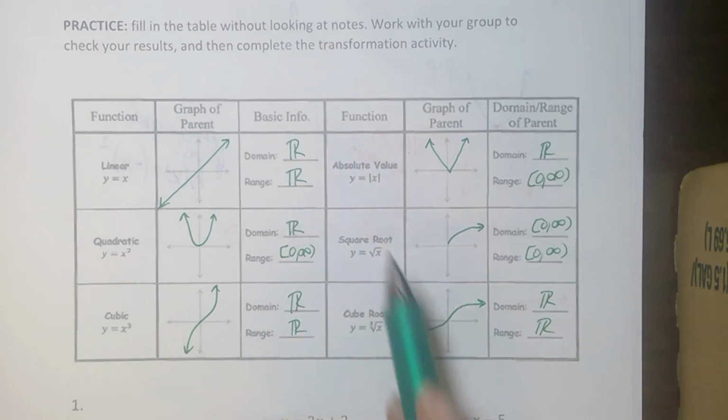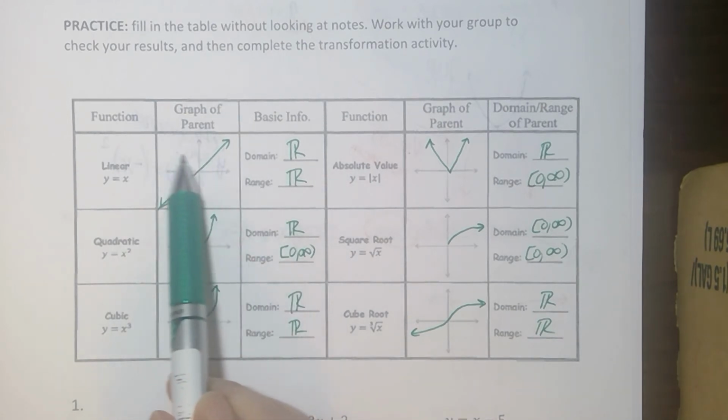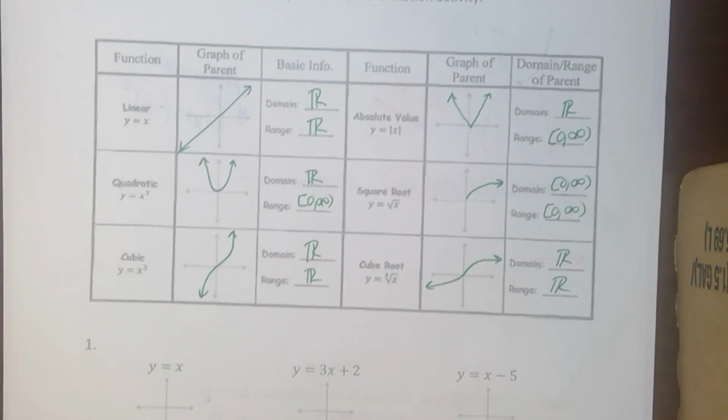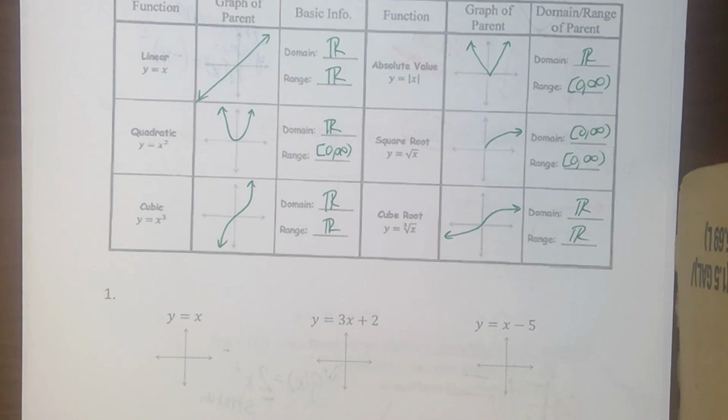So anytime you start with a domain or range of all real numbers, that stays no matter what transformation you do. The one exception would be if you had a constant linear function, that range would be a single value instead of all real numbers. Okay, we're going to do number 1 together. And then, like I said, I'm going to skip 2 through 6 and leave that to you.